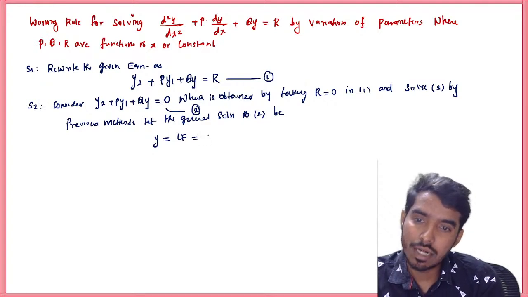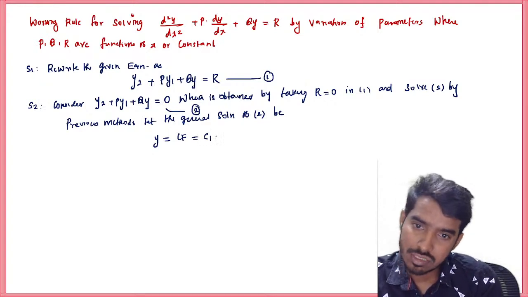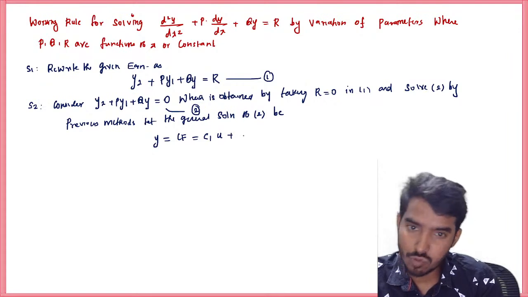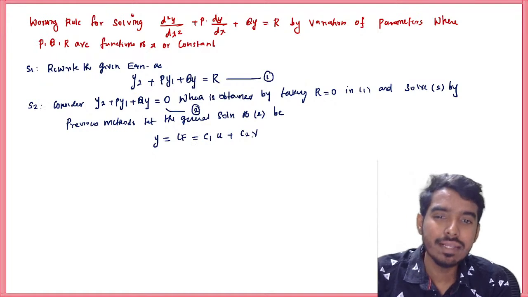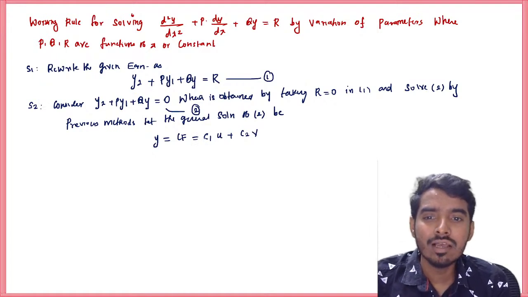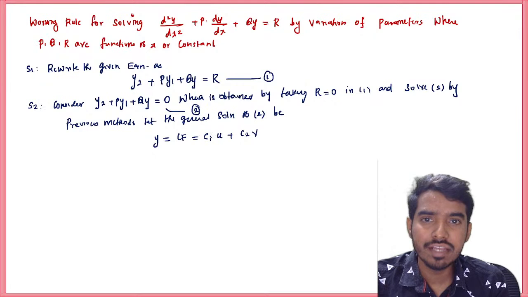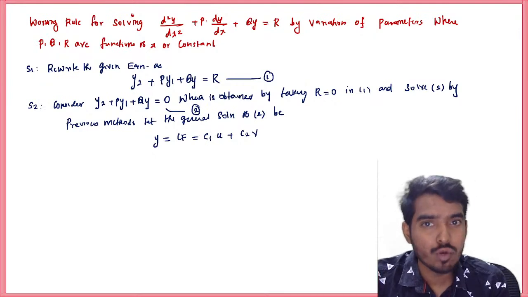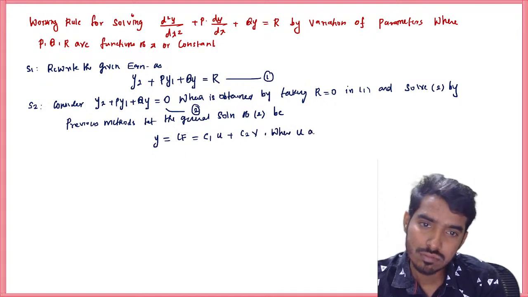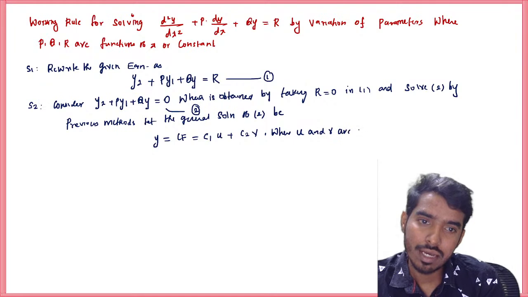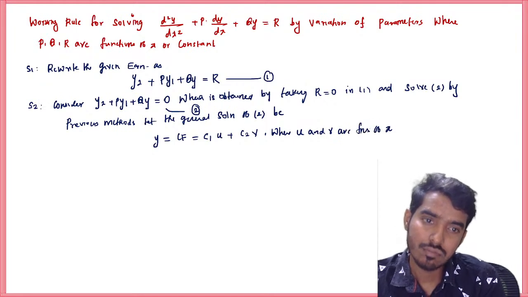So let us write that CF as C1u plus C2v. You write in this pattern. Find the characteristic function, it will be in this pattern only. For example, if your roots are real and distinct, we will have C1 e power m1x plus C2 e power m2x. So here u and v are e power m1x and e power m2x. You can always write CF in this pattern where u and v are functions of x.